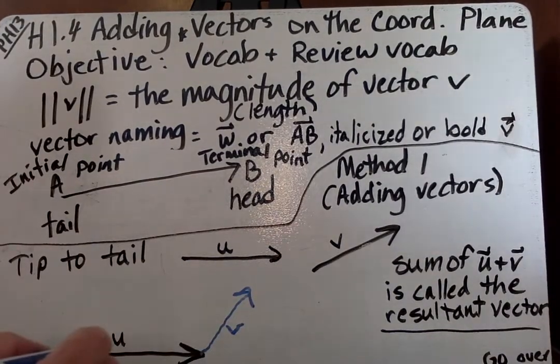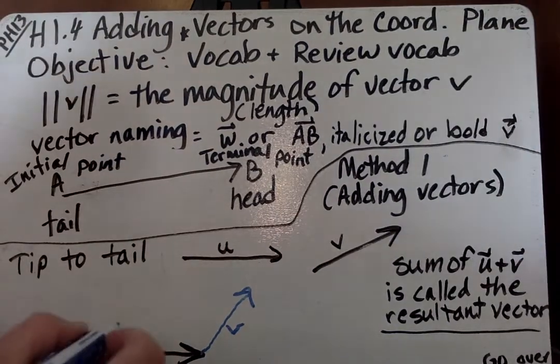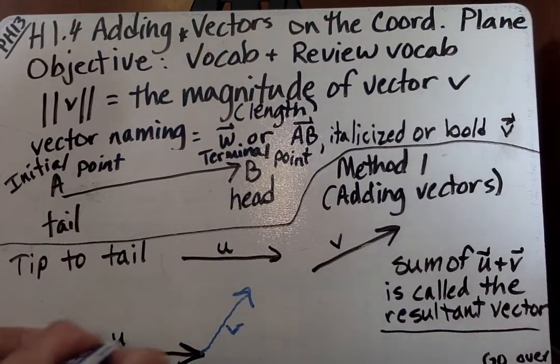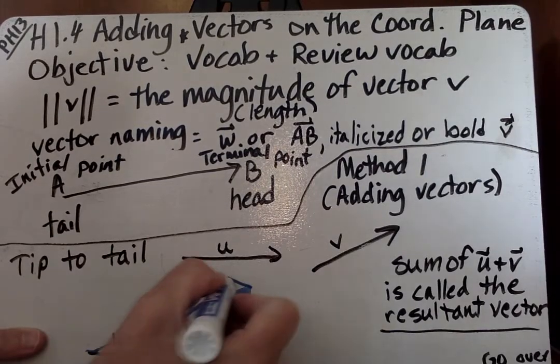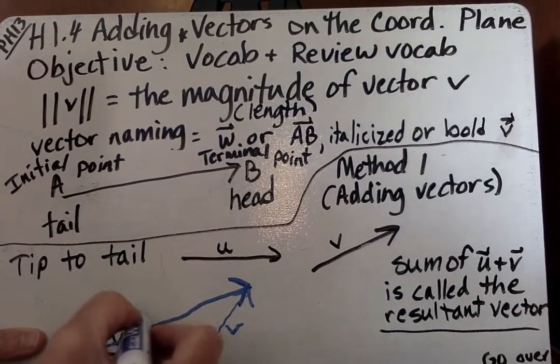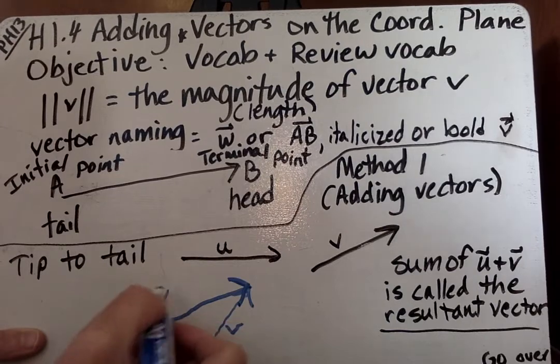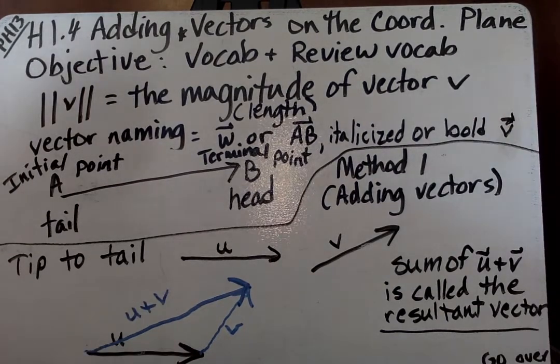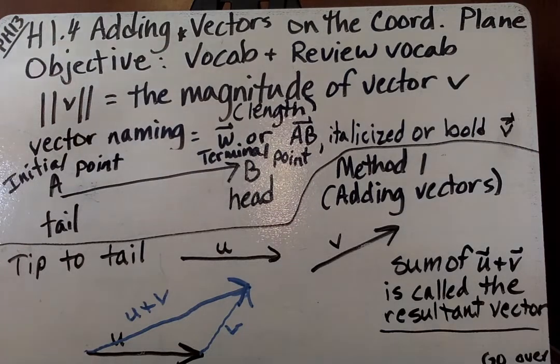And so our resultant vector goes from U to V. And I'm going to try and draw this, but the angle is pretty awkward. So this is U plus V. And that's how you draw it on the graph when you use a tip to tail method. Okay, so that's one method of adding the two vectors.